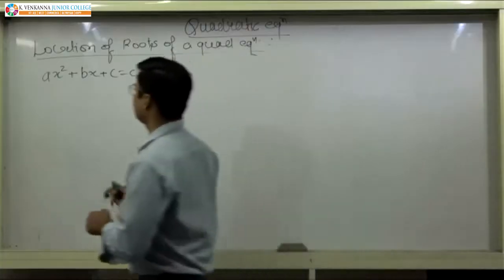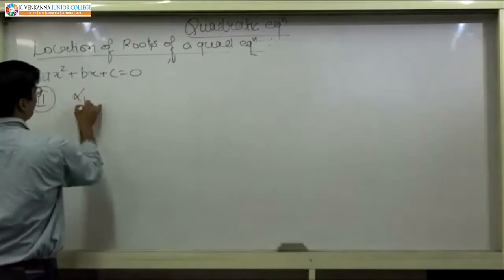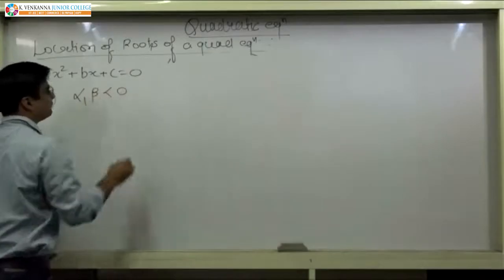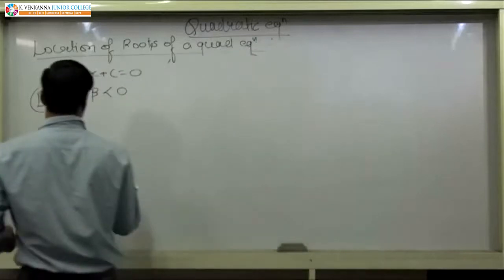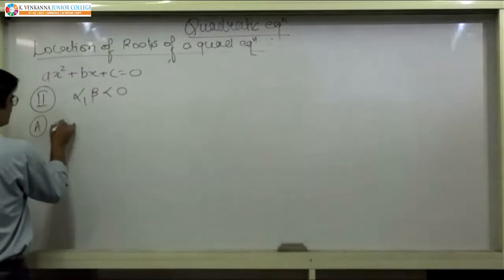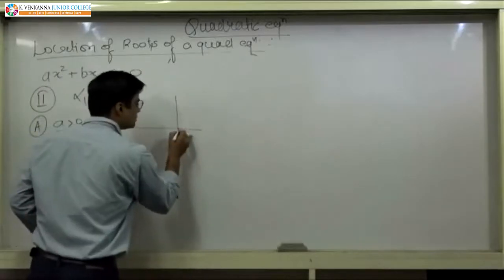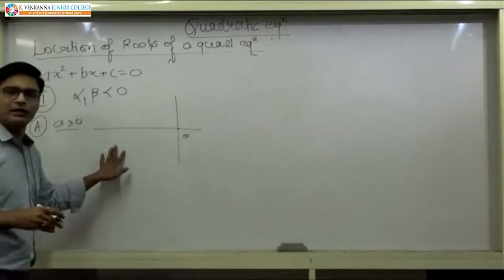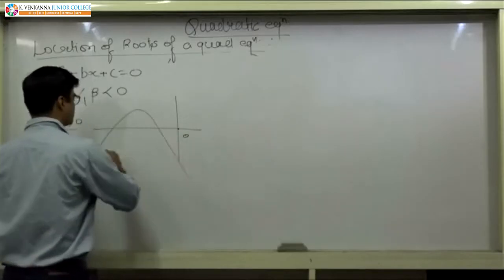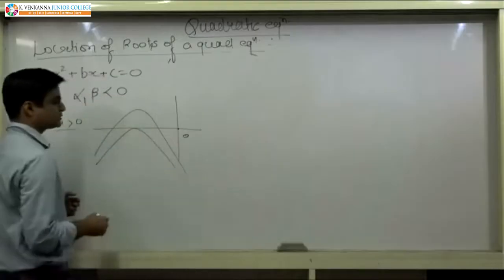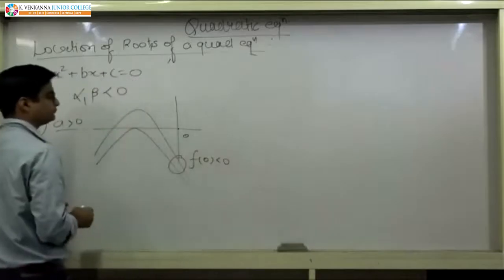Now the second case that we took was alpha, beta both negative. That means both the roots of this equation are negative. So let's say again a greater than 0. Then our curve, this is your origin, will intersect the x-axis on the left hand side. It will look like something like this. So this is your f of 0 is lesser than 0.